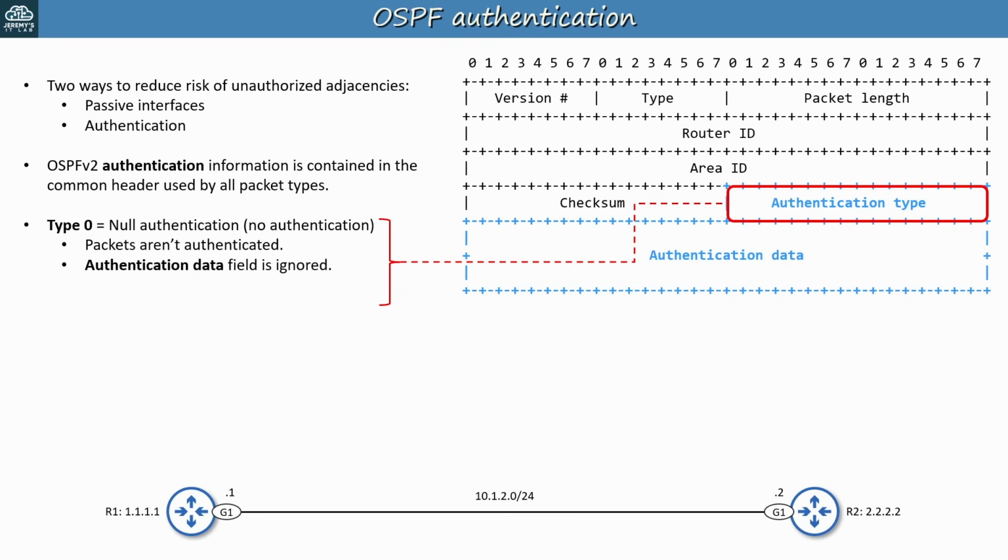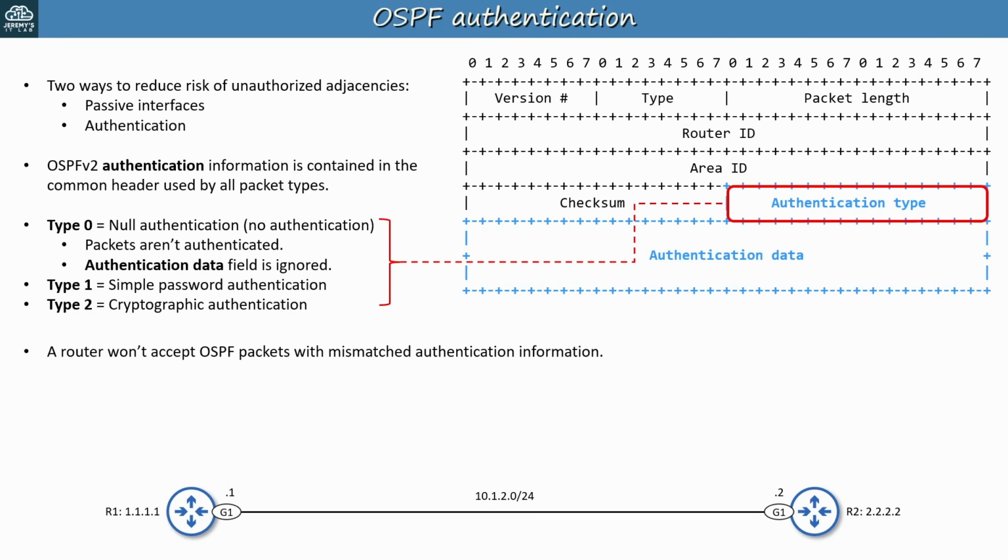Packets aren't authenticated, and the authentication data field is ignored. RFC 2328 says it can be set to any value, but usually a router will just set it to all zeros. Type 1 authentication is called simple password authentication in RFC 2328. We'll look at it in the next slide, but it's not much better than type 0 because it sends passwords in clear text. If you really want to secure your OSPF domain, you should use type 2, cryptographic authentication, which uses a hashing algorithm to let routers verify the authenticity of OSPF packets.